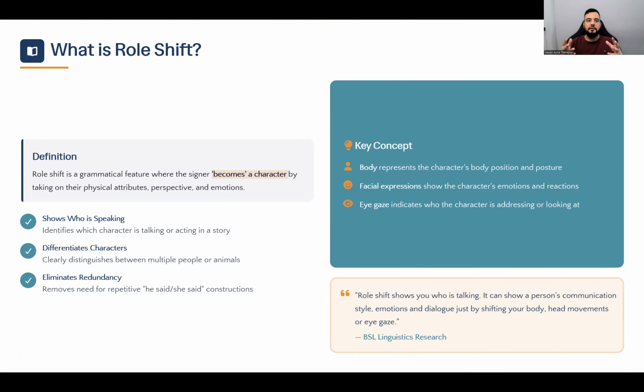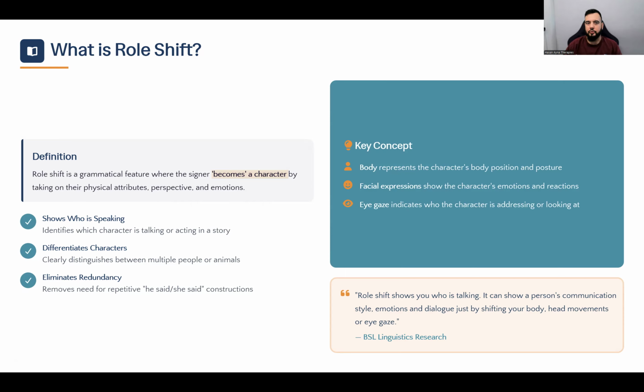Now, a role shift is a grammatical feature where the signer becomes the character and takes on all those attributes, the behaviors, their emotions, how they see things, into themselves so that you can see exactly what that character is doing. Now, it helps us as the receivers of the language, being receptive. It helps us to see who is actually speaking. It tells us the difference between the characters.